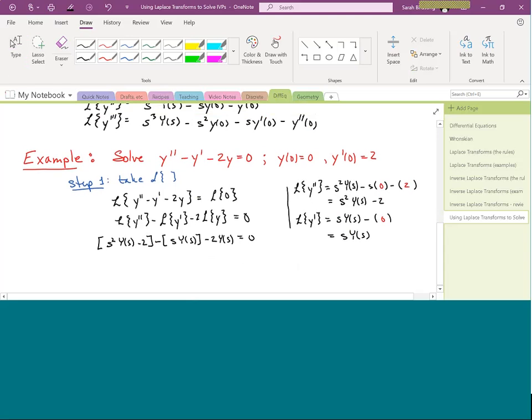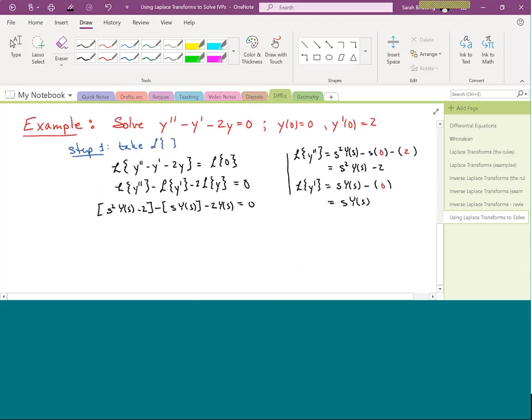All right, so that was step 1. We take the Laplace transform. Now, step 2, we want to solve for that Laplace transform of the solution. In other words, we want to solve for that capital Y.